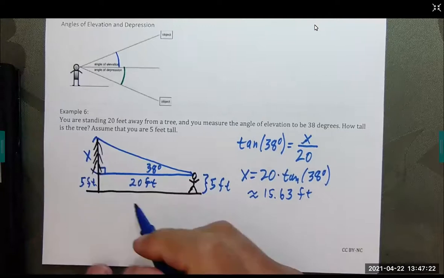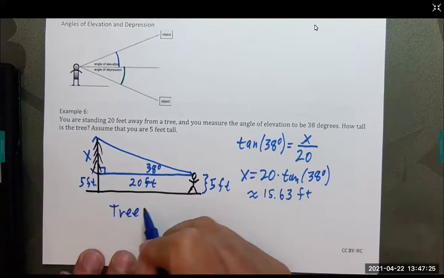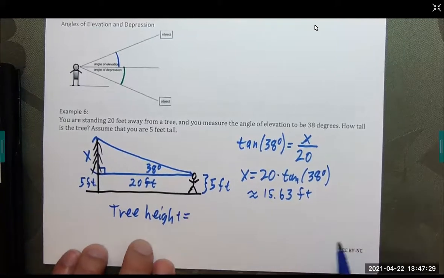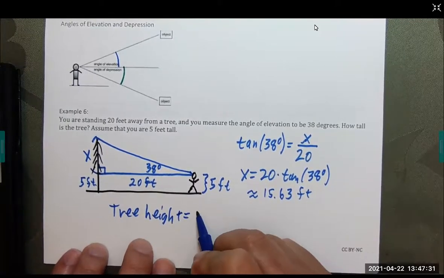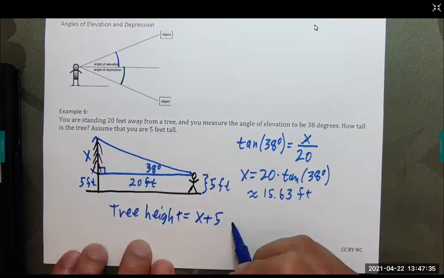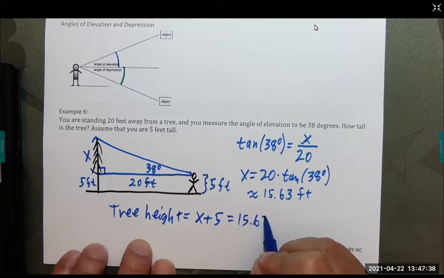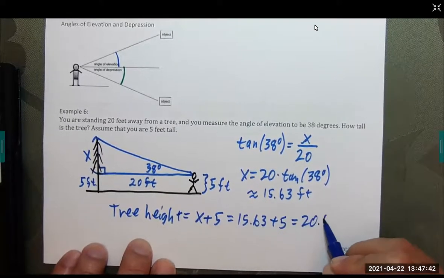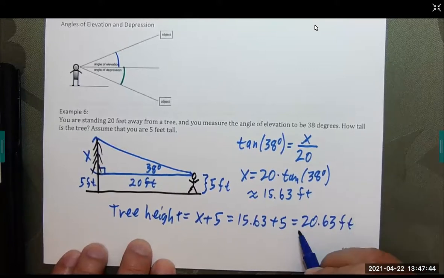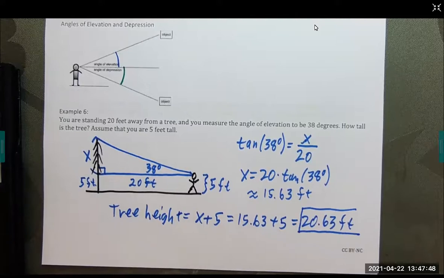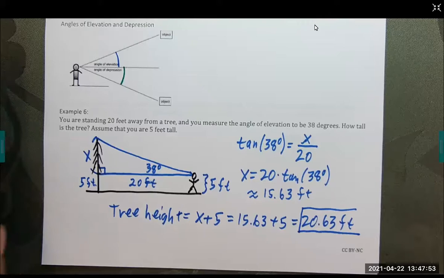So the tree height is X plus 5, right? X plus 5. That's going to be 15.63 plus 5, or 20.63 feet. No problem. We are to the last part.